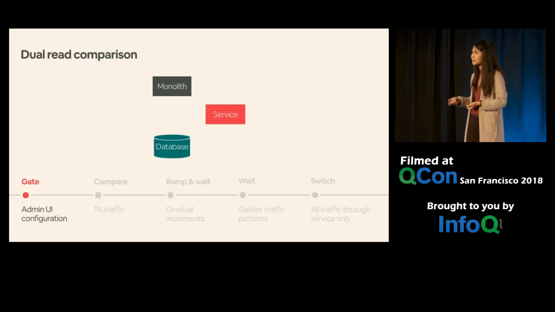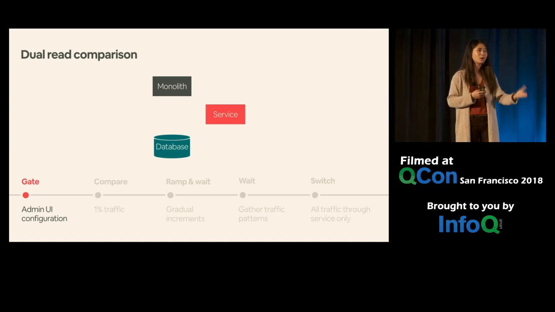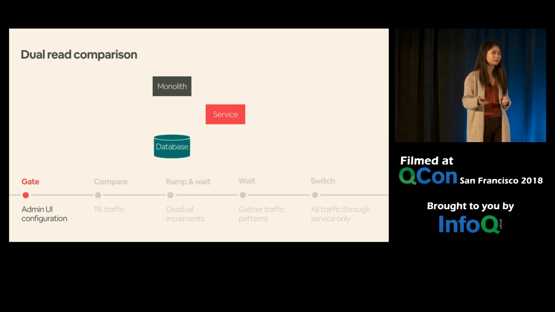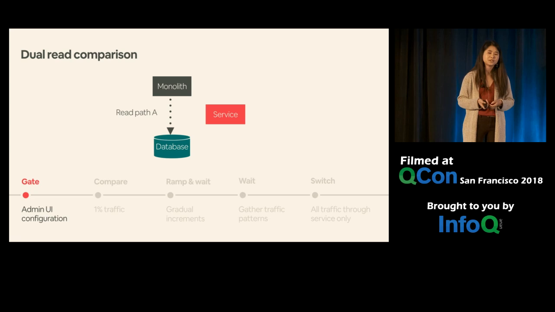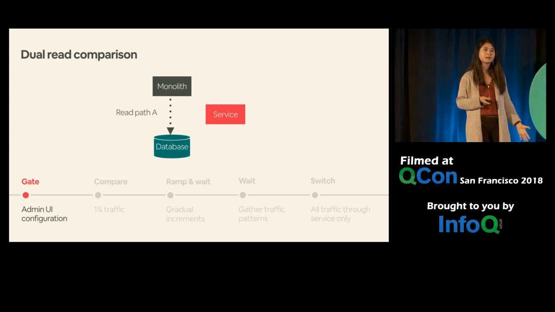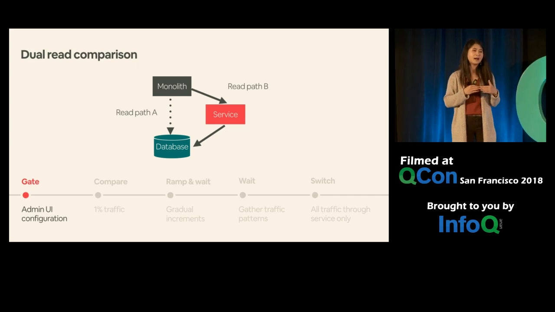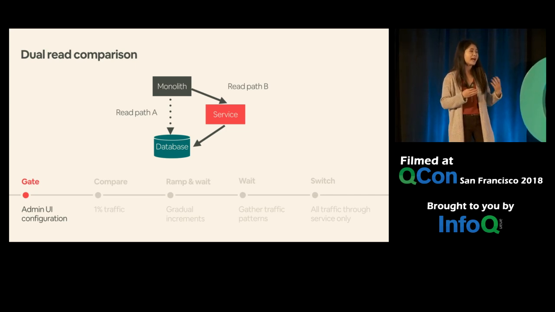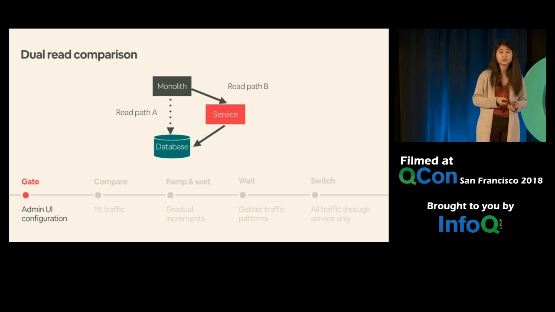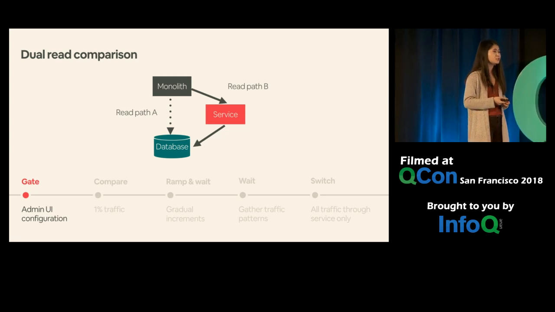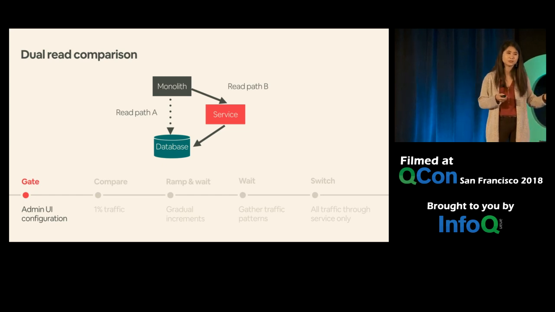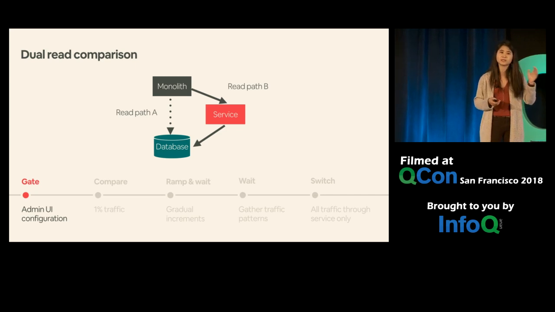And we start with reads. Reads are idempotent, which means that we can issue multiple identical requests, and it'll have the same effect as issuing a single request. We compare our reads from this read path A, the existing path of the monorail going to the database, against a read path B, going through our service. And we put this dual read behind a gate that's configurable in an admin UI tool. This is really important for us because it allows us to ramp up or completely turn off a feature without needing to make a code change, review, and deploy it. Instead, we can do it simply with a click of a button.